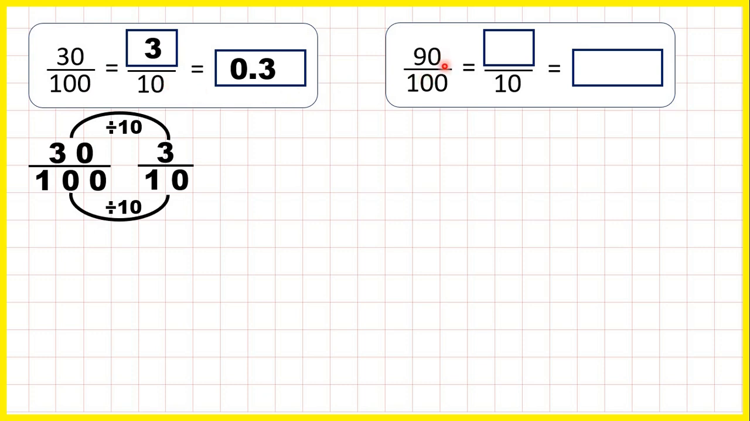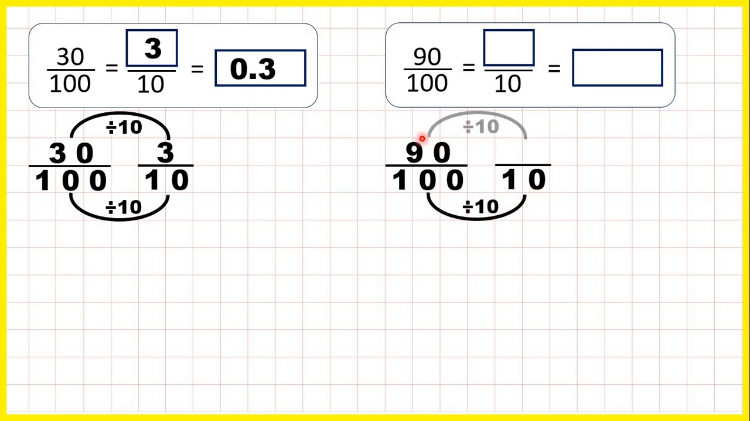Now we have 90 hundredths. First, let's find an equivalent fraction with a denominator of 10. 100 divided by 10 is 10, and 90 divided by 10 is 9. So 90 hundredths is equivalent to 9 tenths.